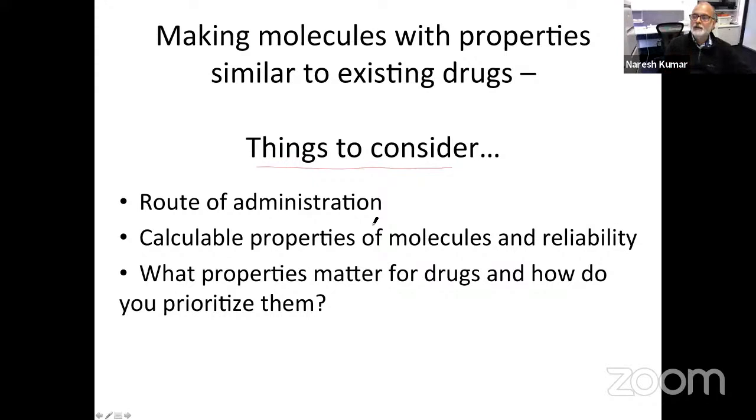And that's where we can calculate properties of molecules. Are these properties reliable? We're going to take an example of that later on. And I'm going to give you an exercise to do as well, to see if you can look at a molecule and tell me whether that molecule is going to make a good drug or not. And also, what properties matter for drugs and how can we prioritize them? That's something very important in drug discovery.